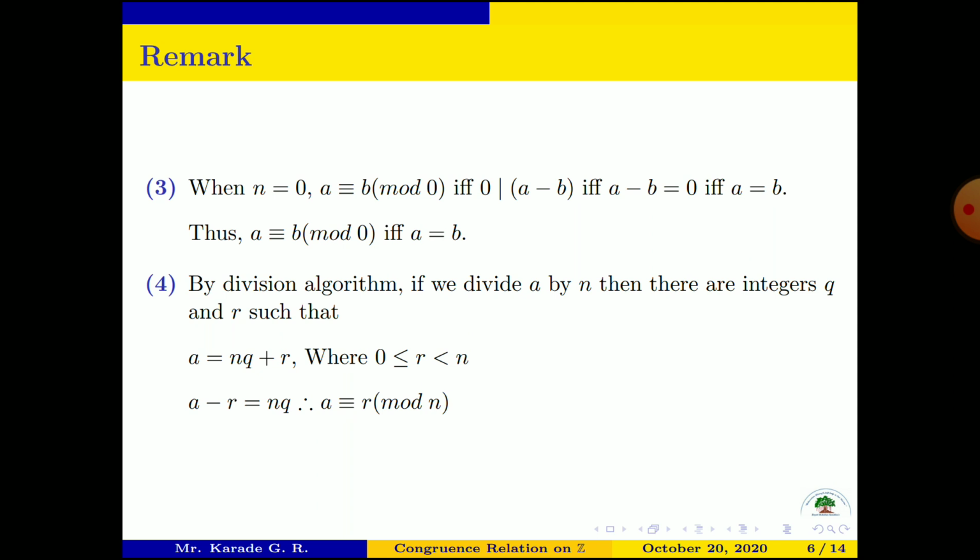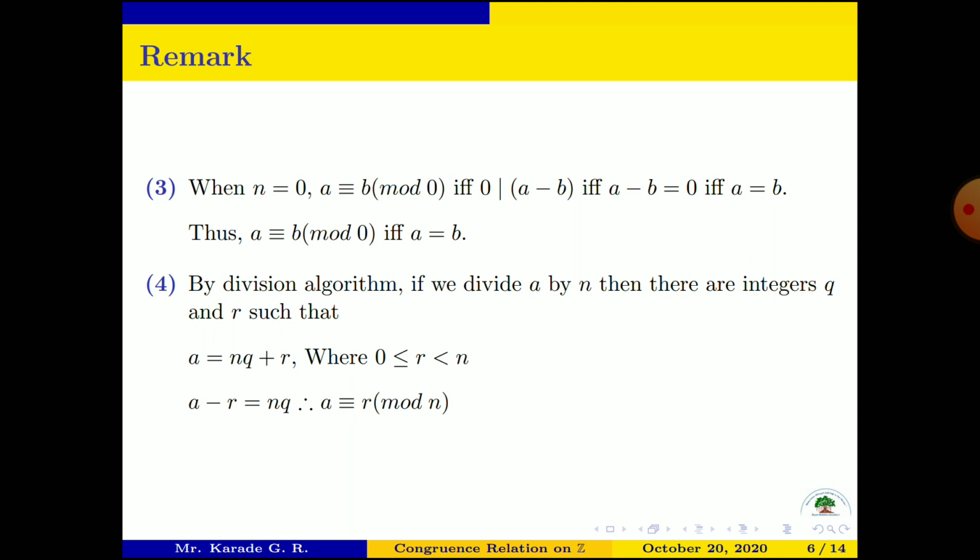So see here, A minus r is a multiple of n. Therefore, we can say that n divides A minus r, or we can write A is congruent to r modulo n.